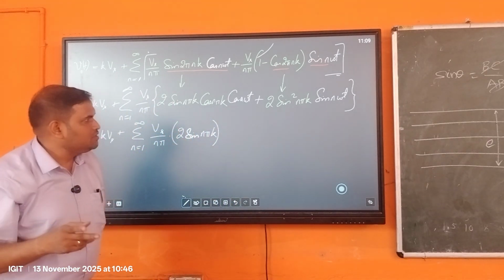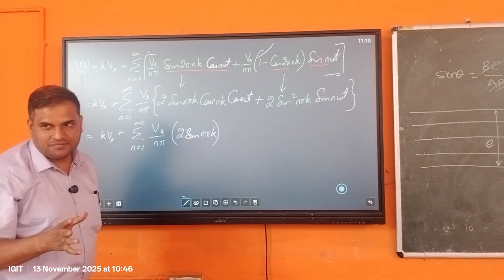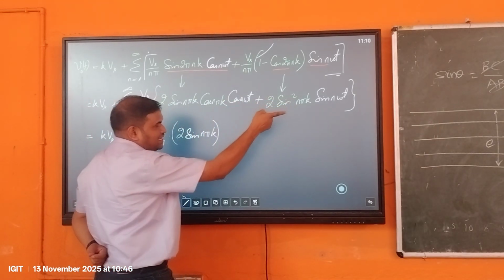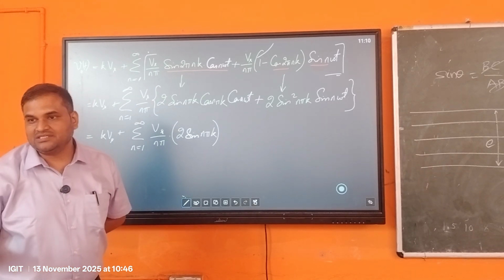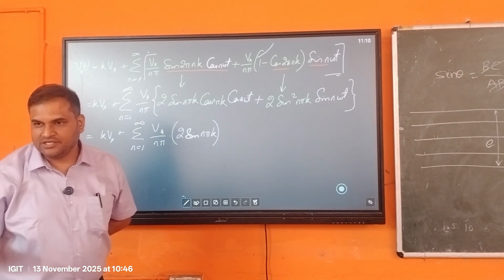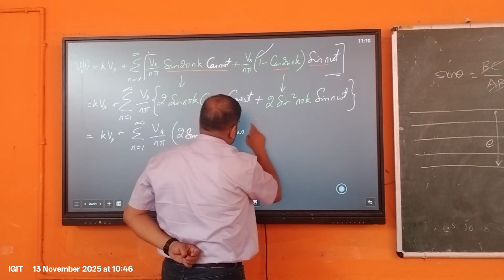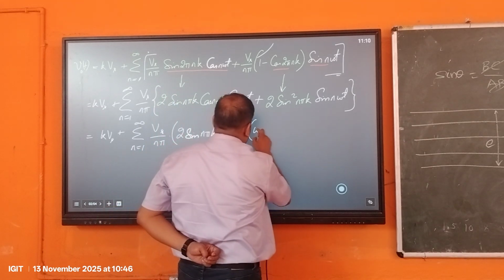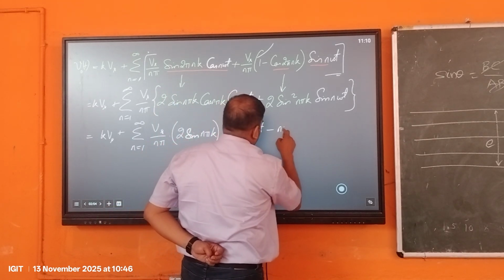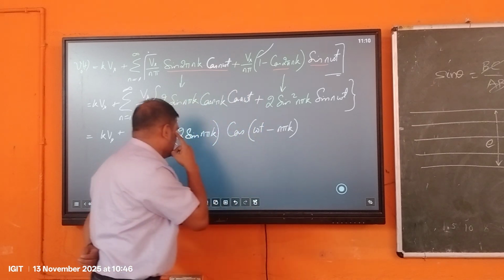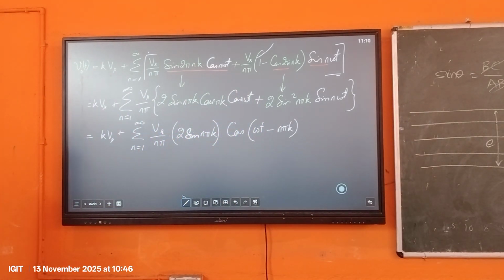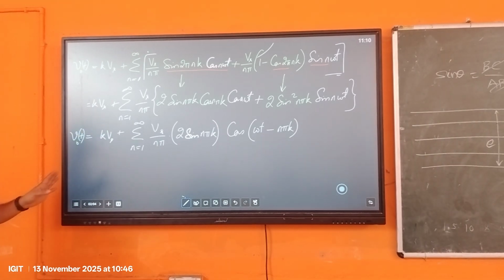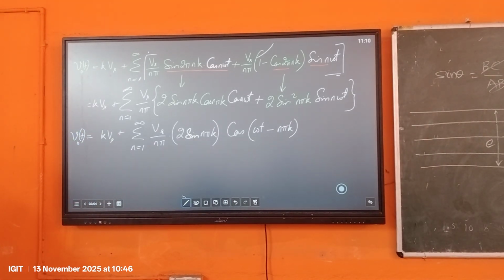Sin a cos b plus cos a sin b. No, sorry, cos a cos b plus sin a sin b. What will it be? Cos of a minus b. So we can write cos of A minus B or B minus A, it doesn't matter. Just I want to keep the omega t in the beginning, n pi k. Is it okay? So we get the formula finally, right? So this is the final formula of v0 of t. Without neglecting any terms, we get a very simple and good formula.